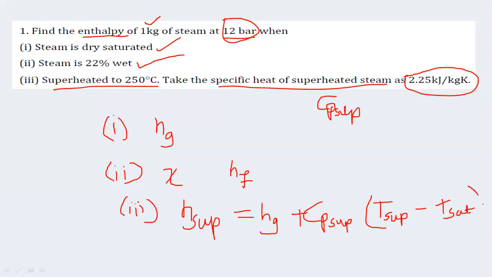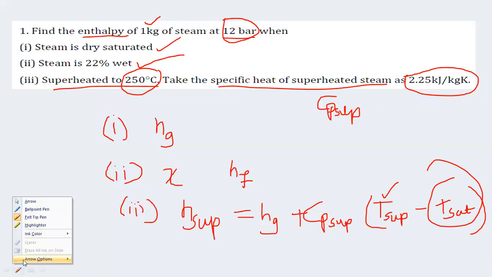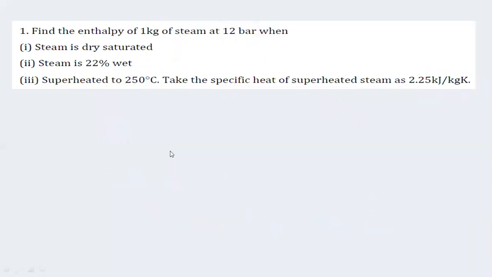So already in this problem, the value of the superheated temperature is given to us. It is mentioned here as 250 degrees Celsius. This value is given, but we need to find out the value of the saturation temperature T sat. So this we will be finding using the steam tables. Now we'll go to the further part regarding how these have to be extracted from the steam tables.